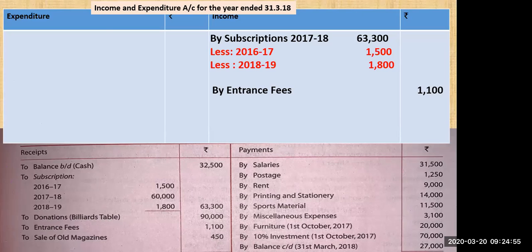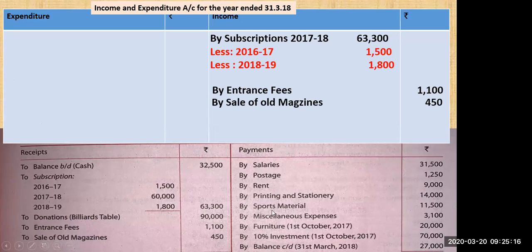If it would have been written only donations, then it would have been your income. But now these are specific donations, so it is your liability. Then sale of old magazines, income side. So all these items are covered.